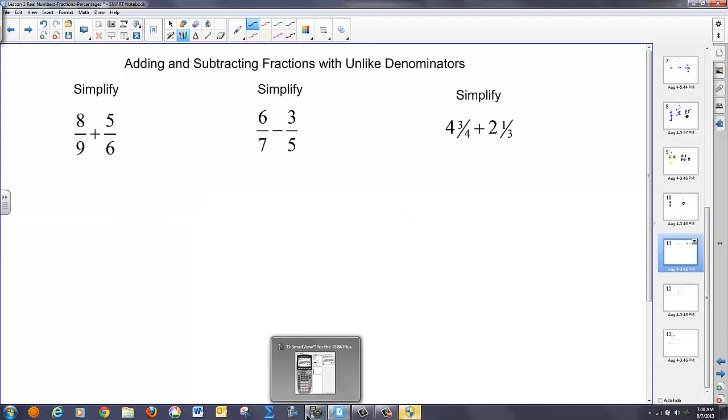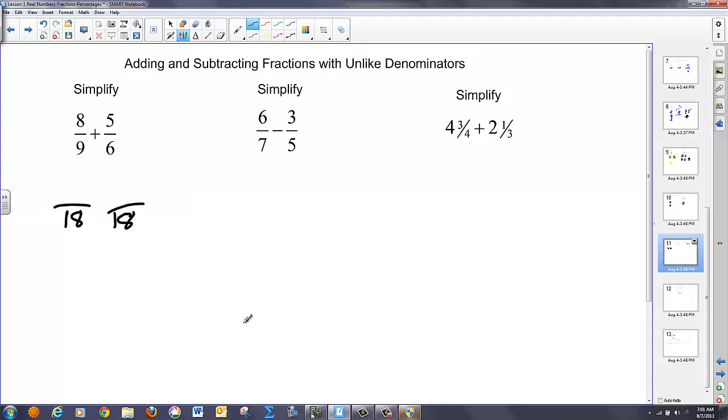When we have unlike denominators, what we're going to do is find the lowest common denominator, or the smallest number that both of these go into. I usually take the biggest one and start multiplying. 6 does not go into 9. So if I multiply 9 by 2 and get 18, 6 does go into 18. So I'll take 18 as my LCD. And what I like doing is writing down that new common denominator twice.